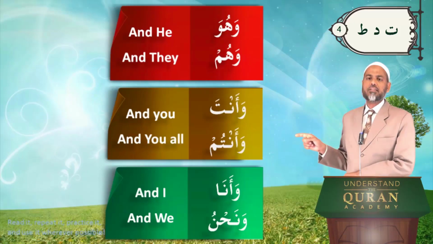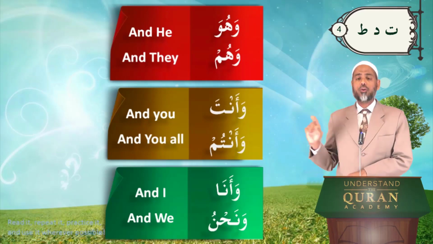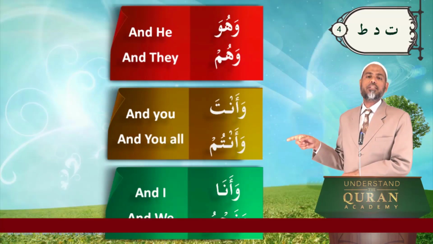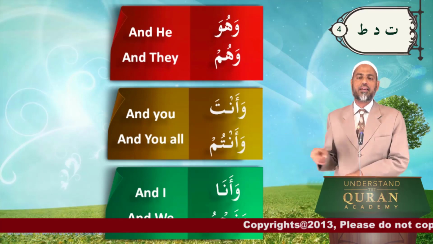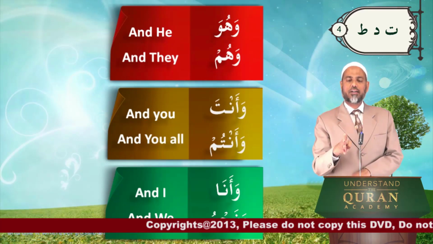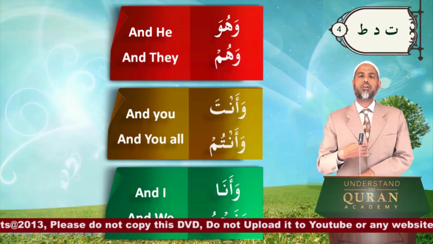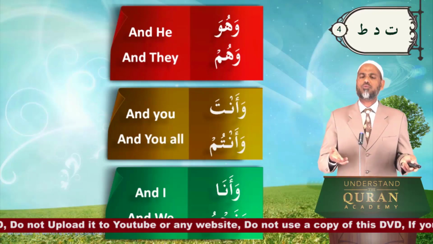So wa means and. You have learned huwa, hum, anta, antum, ana, nahnu. You can say wa and just add to the word there. Wa huwa means and he. Wa hum, and they. Wa anta, and you. Wa antum, and you all. Wa ana, and I. Wa nahnu, and we. So now you know one more thing. So read it, repeat it, practice it and use it wherever possible.